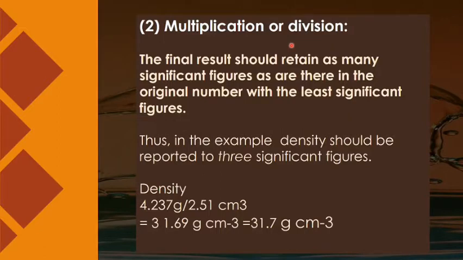Now if I am involving multiplication or division, again the same rule is there, that the final result should retain as many significant figures as are there in the original number with the least significant figures. Same thing. So either I multiply or divide or I add, I have to always find which quantity is there with the least significant figures, and in that number of significant figures I have to give my result. So here in this example, your density should be reported to 3 significant figures because I'm dividing mass by the volume, density.